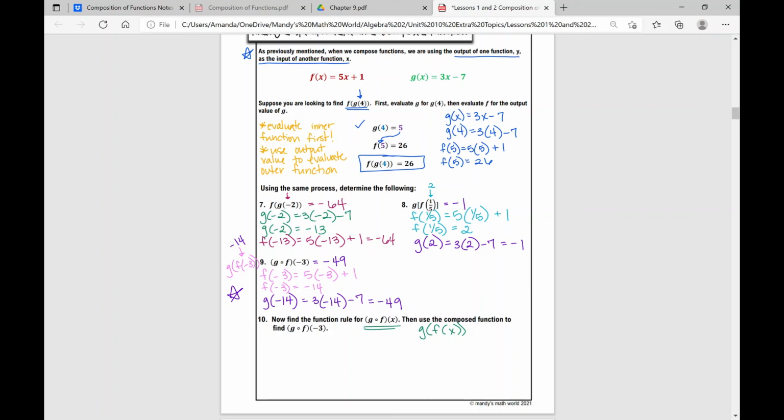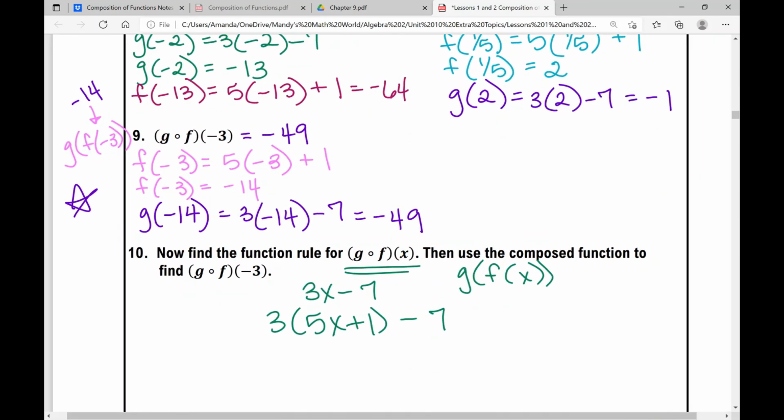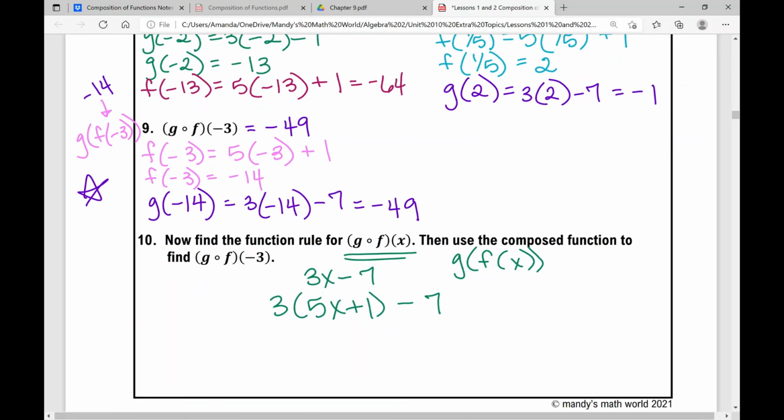So I'm going to write that outer function, which is g of x. That's 3x minus 7. And replace x with parentheses. What am I going to put inside the parentheses? I'm going to put f of x, which is 5x plus 1. Okay, now I'm going to zoom in, and I'm going to simplify this. So 3 times 5x is 15x. 3 times 1 is plus 3, minus 7. When I combine like terms, 3 and negative 7 combine to make negative 4. So that's 15x minus 4.